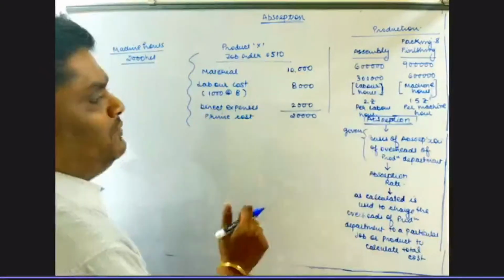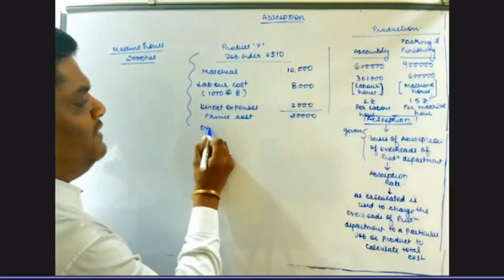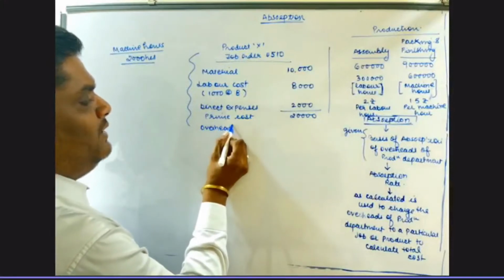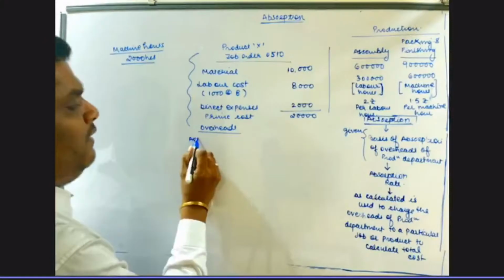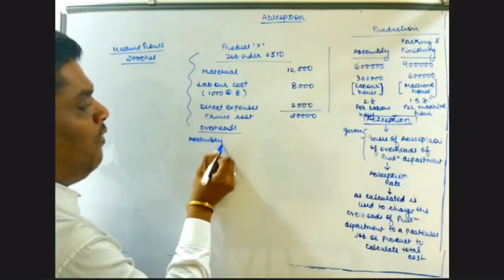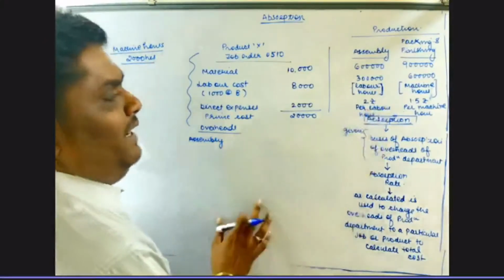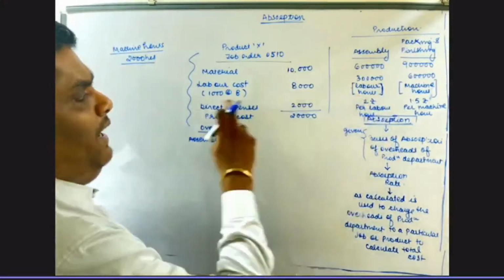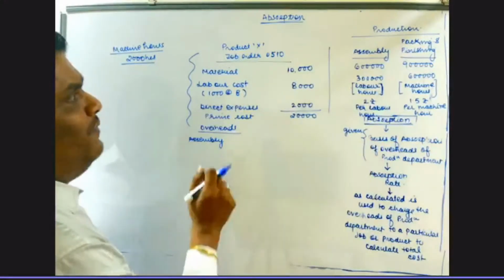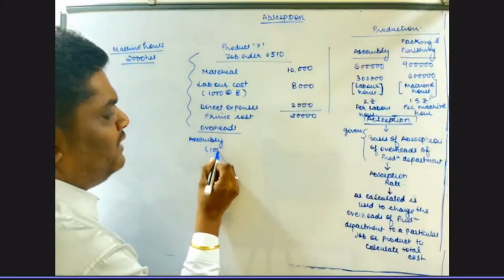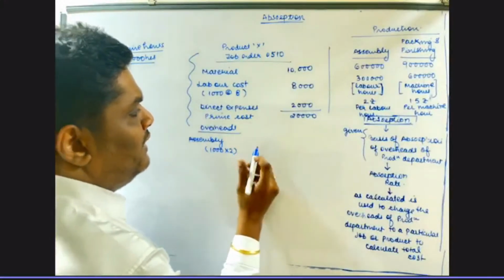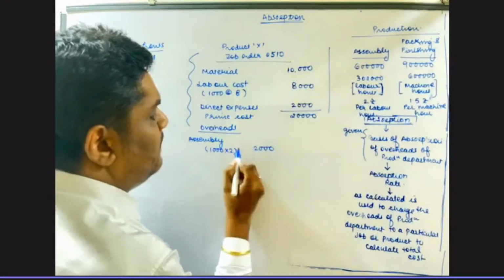So herein the absorption rate is calculated. Now we will charge the overheads. The first one is the assembly department. Now the absorption rate is rupees 2 per labor hour, and the labor hour actually consumed for this job order 0510 is 1000 hours. So 1000 into 2, this will be 2000.